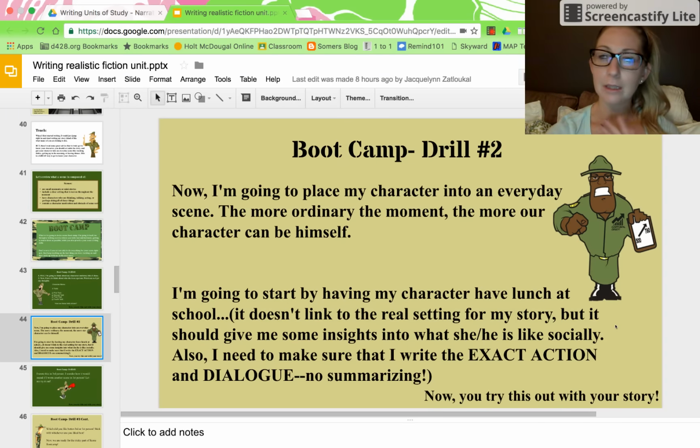This probably will not even make it into your actual story, but I want you to act as if you are writing a story. This will probably not make it into your realistic fiction ideas. Got it? Make sure you understand that. But please play it out as if it would be in your story. Detail, detail, detail. Cool? All right.